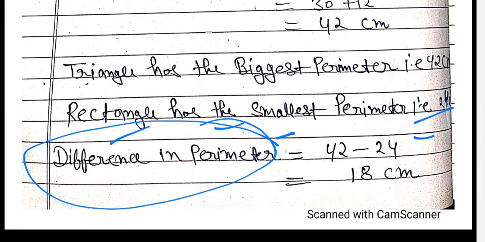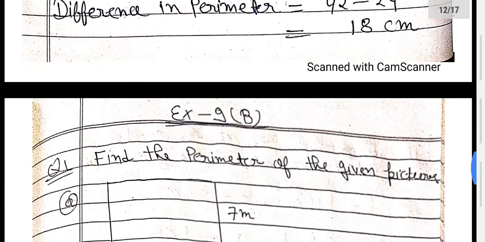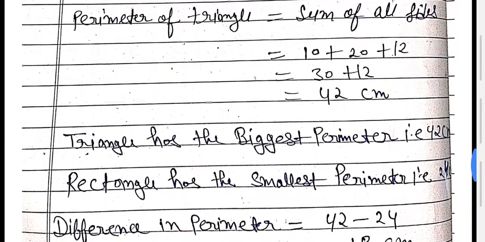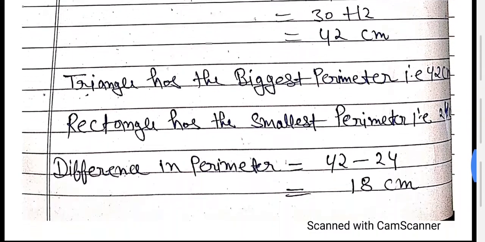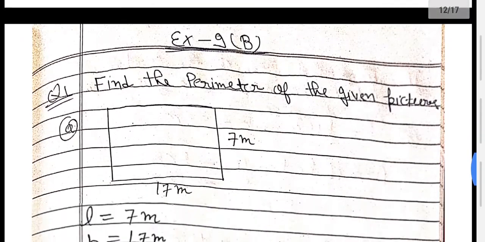You have to subtract 42 minus 24, you get 18 centimeter. So what is the difference? Difference is 18 centimeter. So your exercise 9A is completed. Now I am starting exercise 9B.